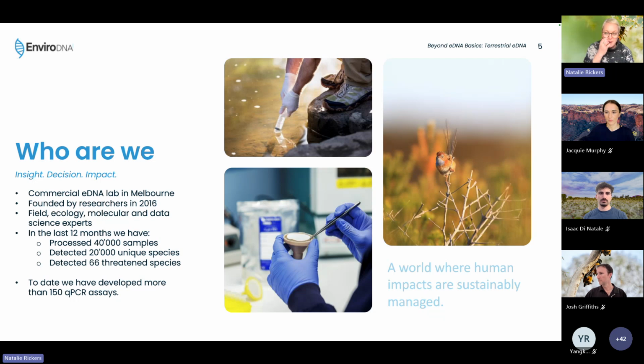And so a quick introduction to who we are. We are a commercial eDNA lab, as I said, based in Brunswick, Melbourne. We were founded by researchers in 2016. We have an amazing team of field ecologists, molecular staff, data science experts. And just to give you an idea of the impact that we have, in the last 12 months alone, we processed 40,000 samples, we detected 20,000 unique species, we detected 66 threatened species, and to date, we've developed more than 150 qPCR assays.